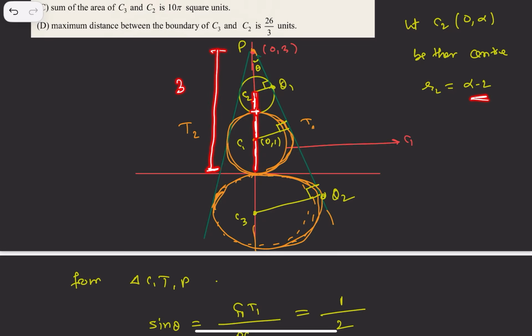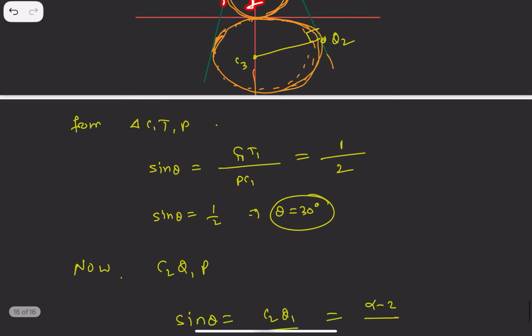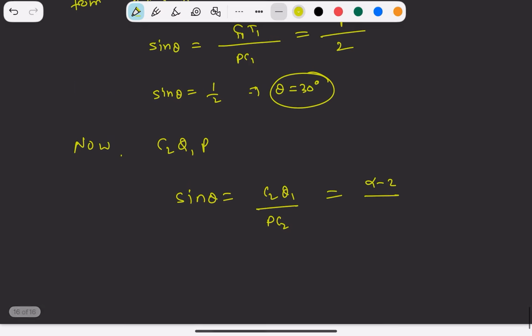If you see very carefully, this is 2 and this is alpha minus 2. We have already assumed the center is 0 comma alpha, so this is nothing but alpha distance and the total is 3. So this will be 3 minus alpha distance. So directly we can write sin 30, which is 1 by 2, equals alpha minus 2 upon 3 minus alpha.